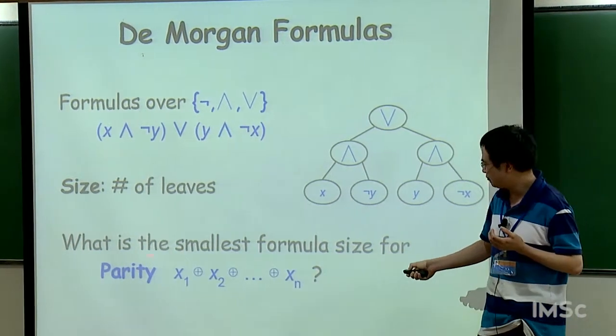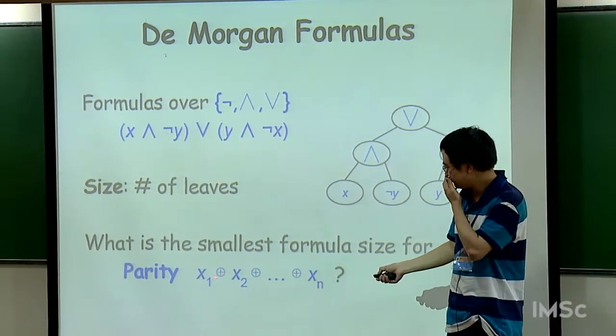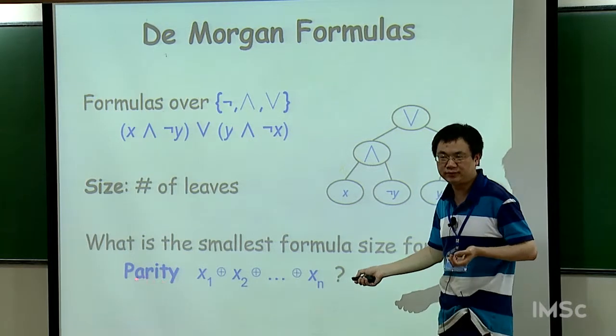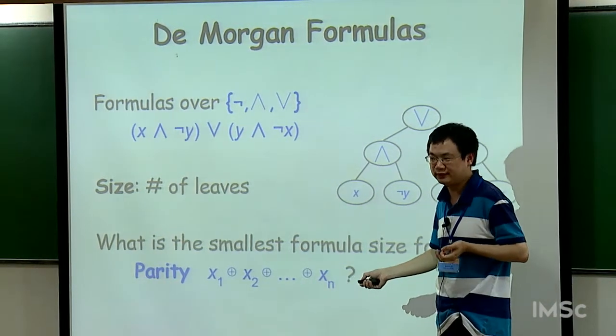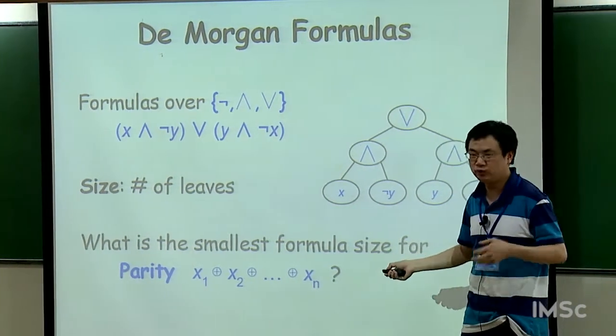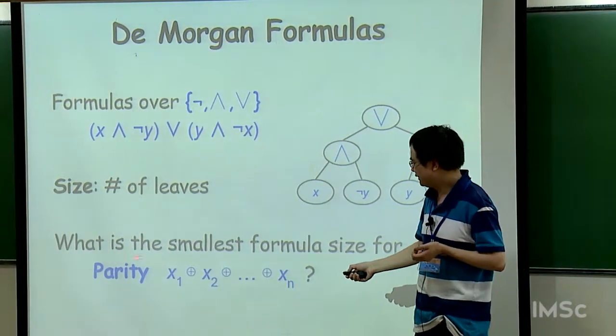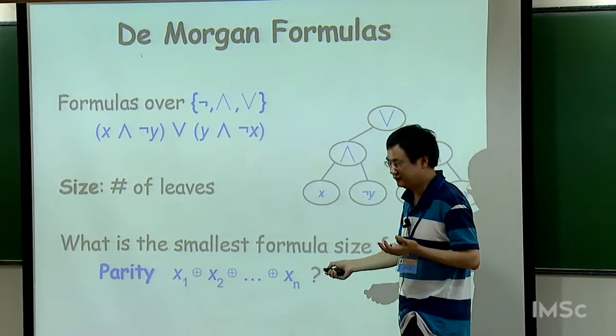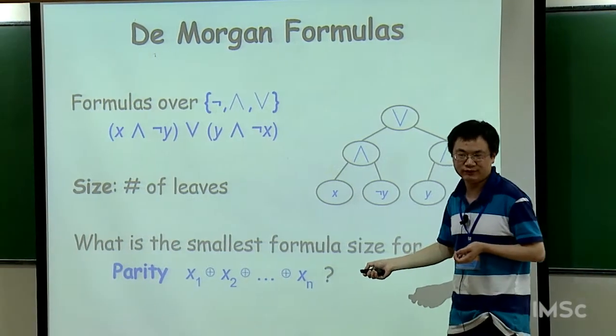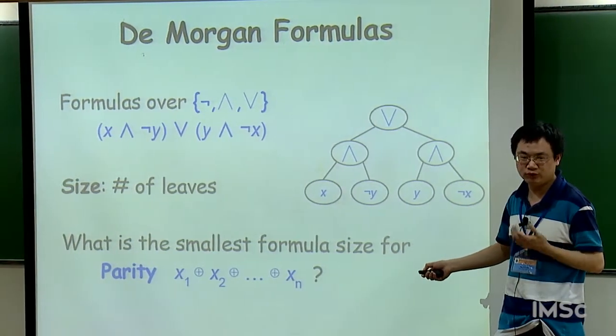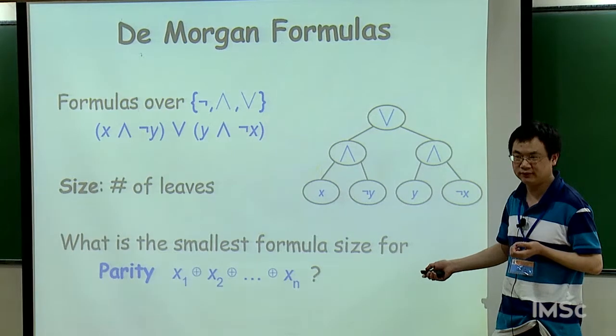For example, take parity. For the upper bound, we know that parity is computable by quadratic size De Morgan formulas. But what is the smallest size for computing parity? It turns out that the lower bound matches the upper bound. But how can we prove such lower bound results?